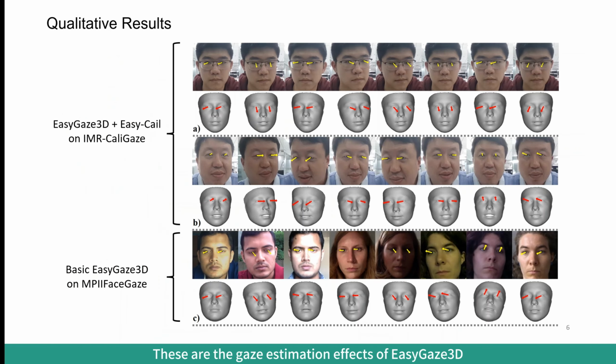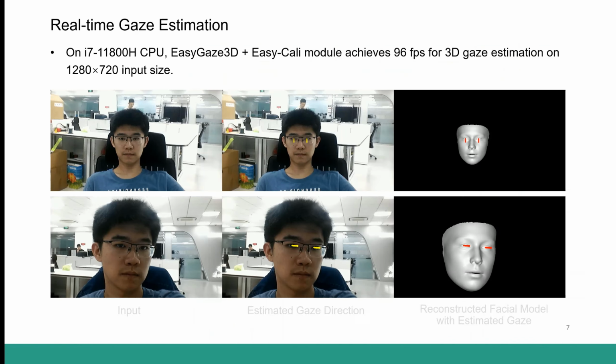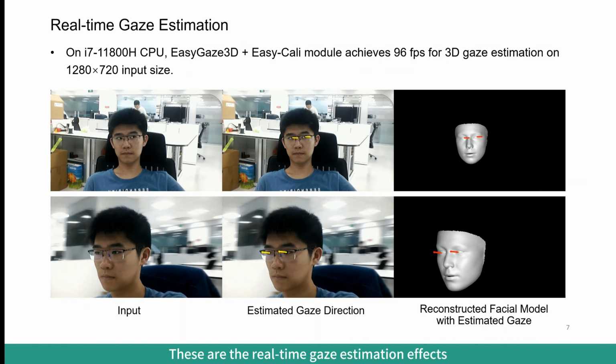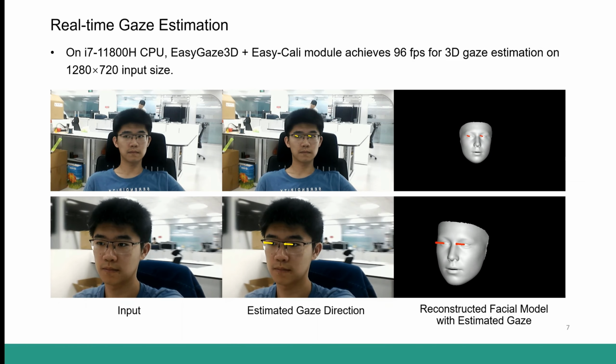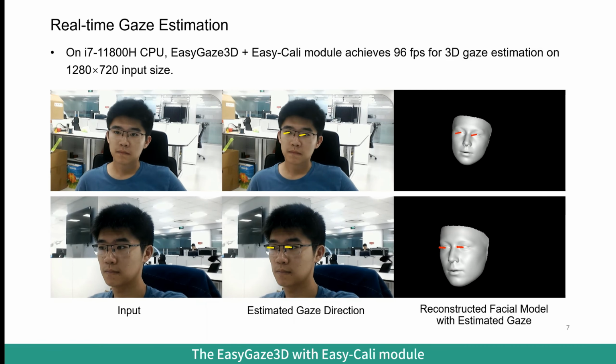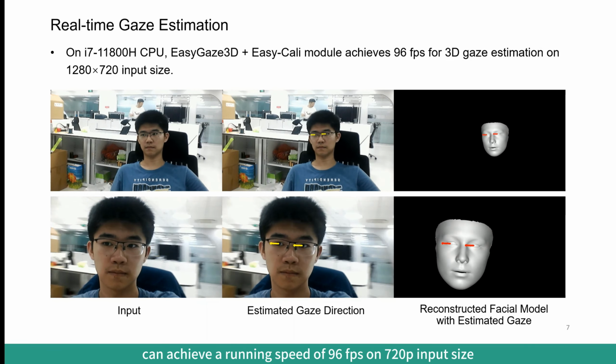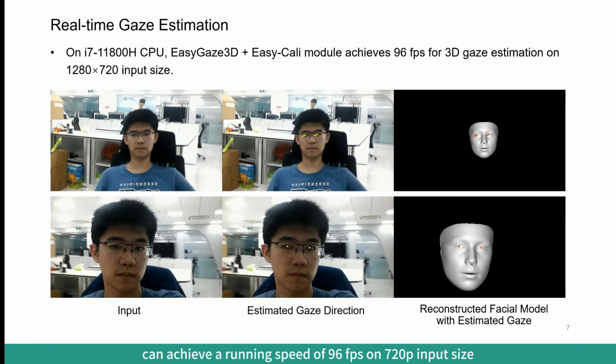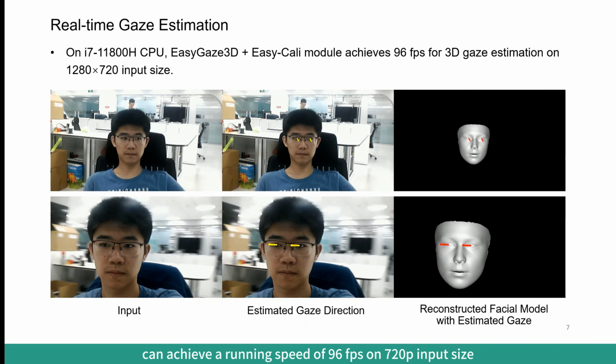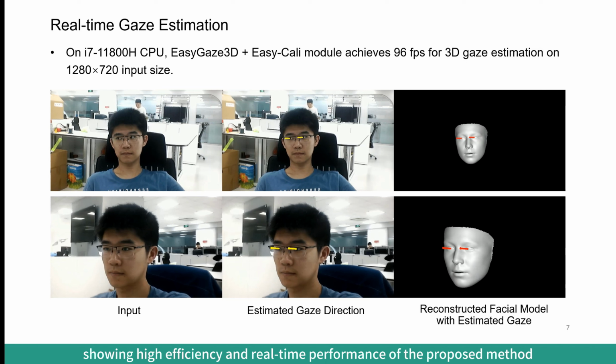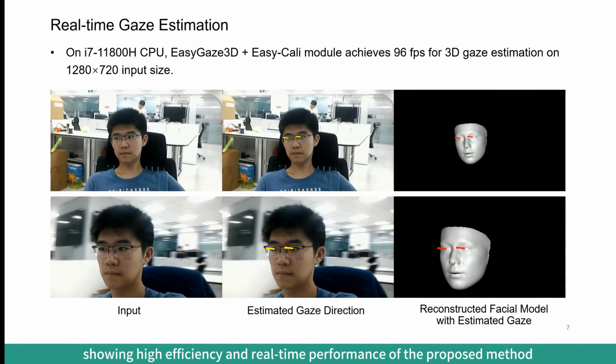These are the gaze estimation effects of EasyGaze3D. Our method can achieve good estimation performance and robustness on different gaze directions, head poses, image qualities, and illumination conditions. These are the real-time gaze estimation effects. The EasyGaze3D with the Easy-Cali module can achieve a running speed of 96 fps on 720p input size, showing high efficiency and real-time performance of the proposed method.